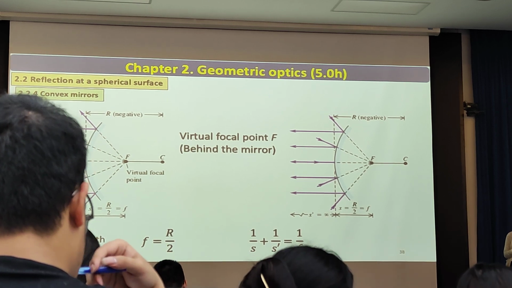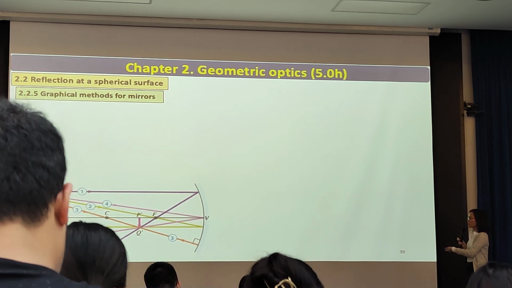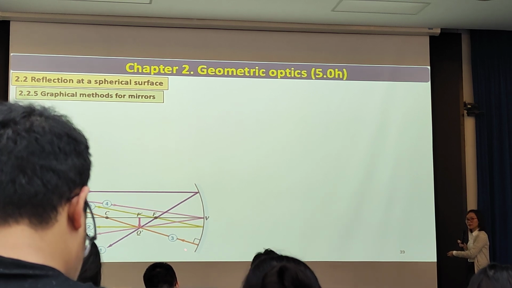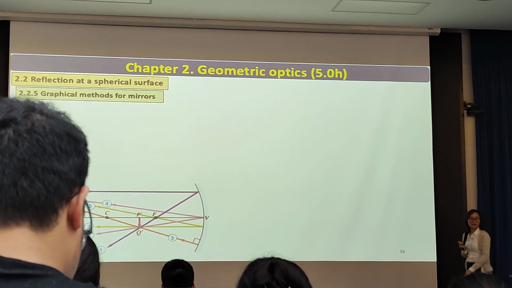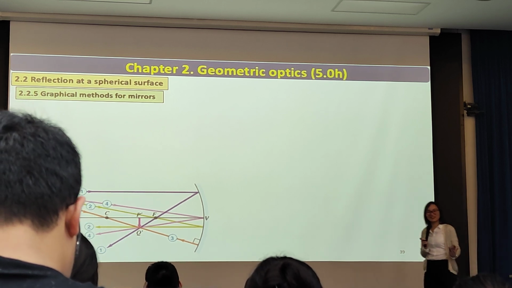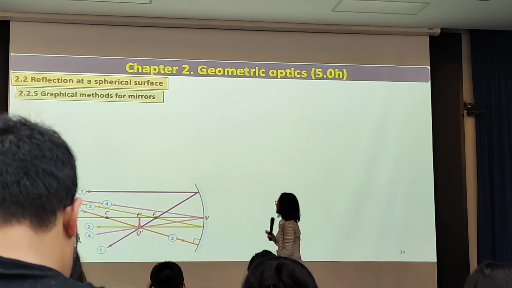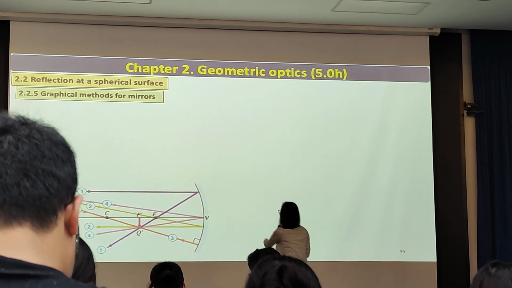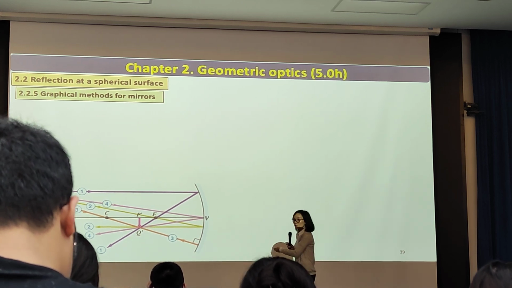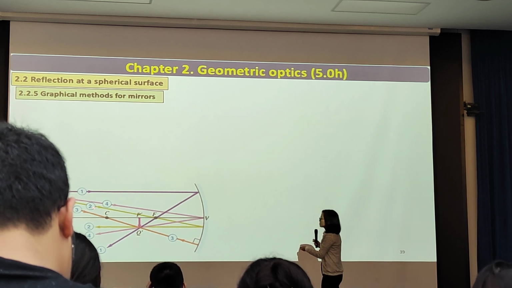Okay, right. So we will have graphical methods for mirrors. So you have these spherical mirrors, and what is the name of this one? In English, what is the name of this mirror? A concave. Yes, it is a concave. Okay, concave. And we have 1, 2, 3, 4. You have 4 special rays. So you see 1, 2, 3, 4.